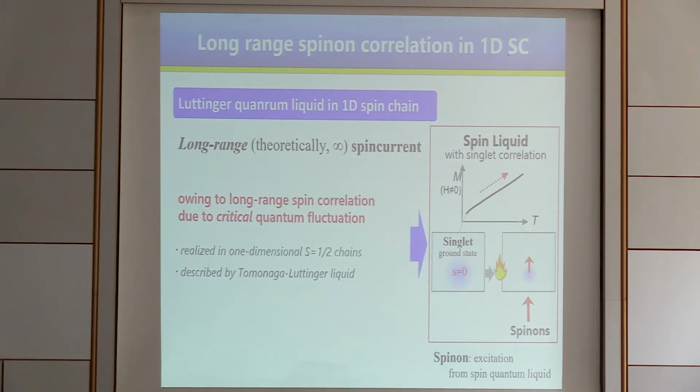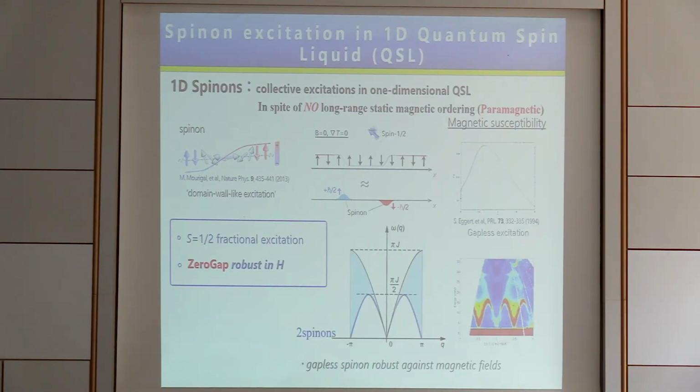Okay, so the excitation from the Luttinger state is also a spinon. Basically, this is the paramagnetic state. In spite of the lack of long-range static ordering, a collective excitation, a soliton type collective excitation, may appear. This is the spinon. So the spinon is a spin half fractional excitation, and the spectrum of the spinon is like this. This is the spin excitation spectrum, the Q vector, and this is frequency. This is called the spinon band.